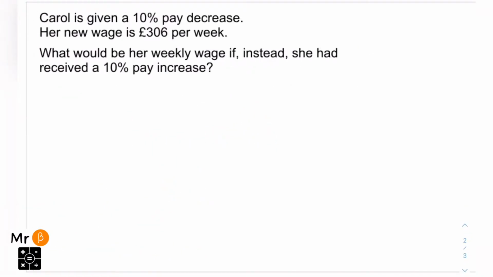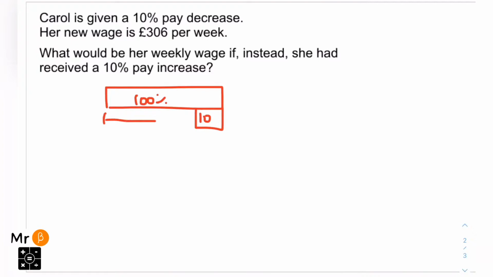Our final question. Carol is given a 10% pay decrease. Her new wage is £306 per week. So before I read the next sentence, I'm going to do the maths, which I can do. So she's got her original pay, which is 100%. She's decreased this by 10%, so that leaves her with 90%.